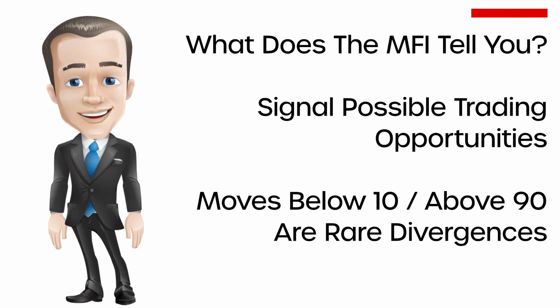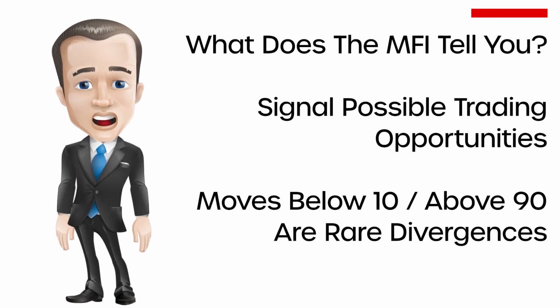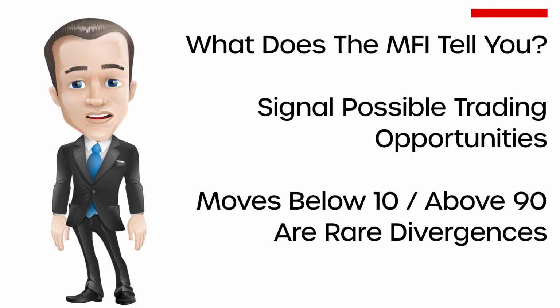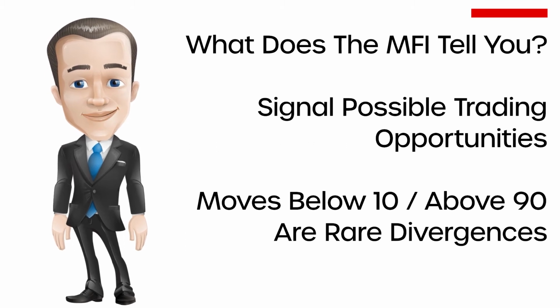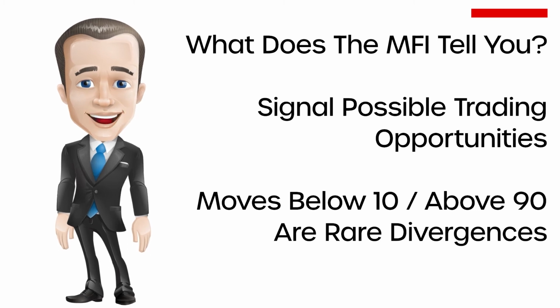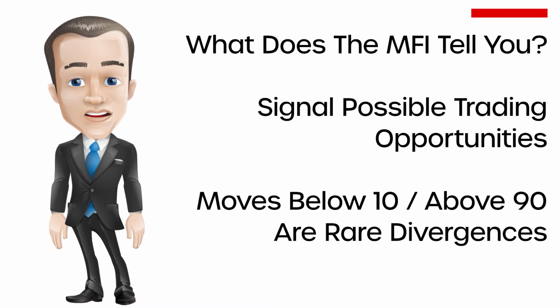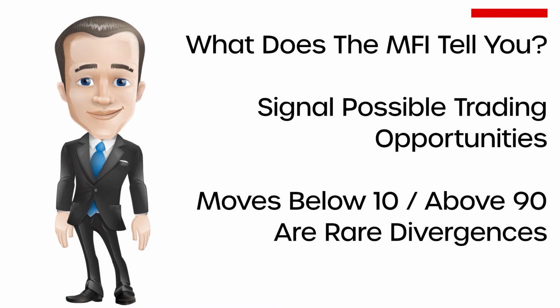What does the money flow index tell you? The overbought and oversold levels are used to signal possible trading opportunities. Moves below 10 and above 90 are rare. Traders watch for the MFI to move back above 10 to signal a long trade and to drop below 90 to signal a short trade. This can all change by changing the number.